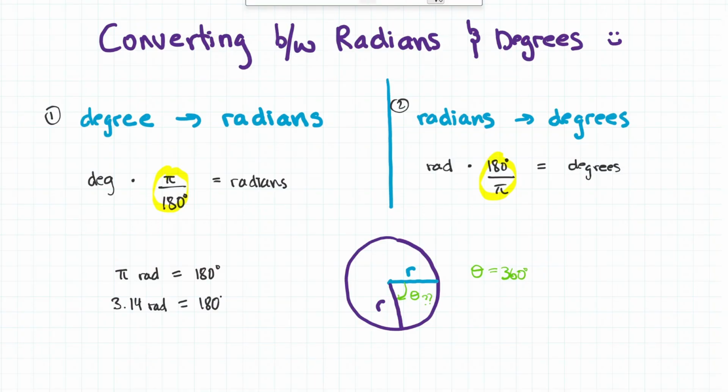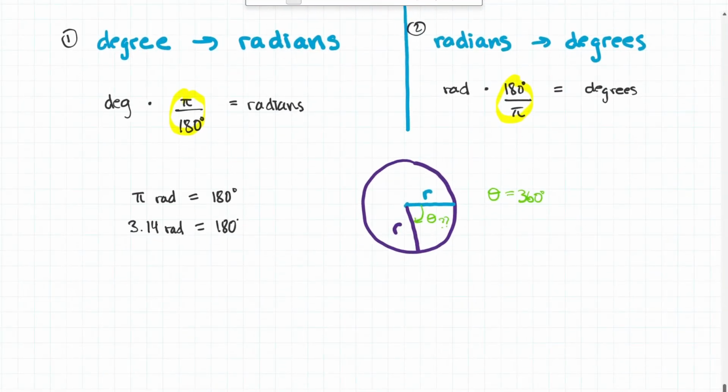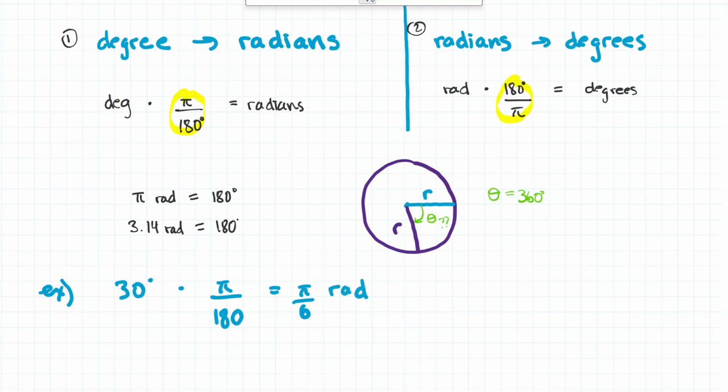So let's just do a quick example for both of these cases. So what if we want to convert from degrees to radians? Let's start with 30 degrees. We're going to multiply by pi over 180, and this is going to give us pi over 6 radians. And in this case, we don't write rad at the end. We just keep it simply as pi over 6. So there's no units needed when talking about radians there.